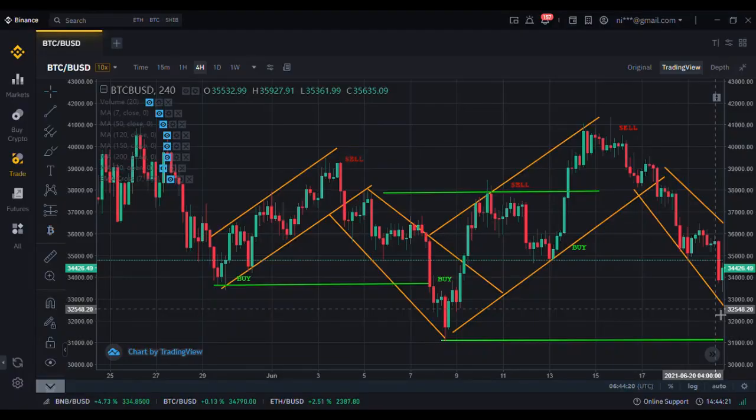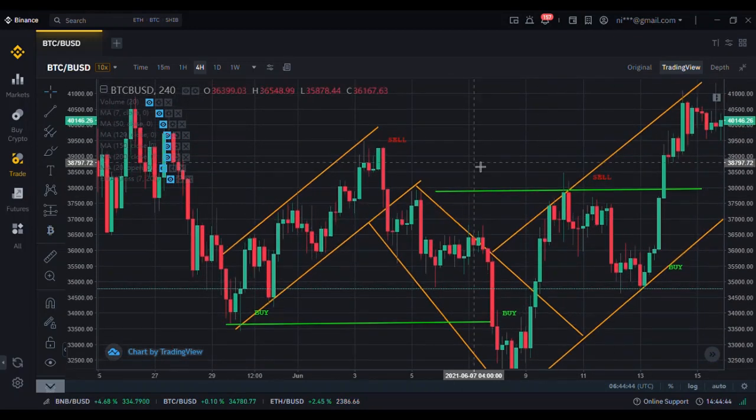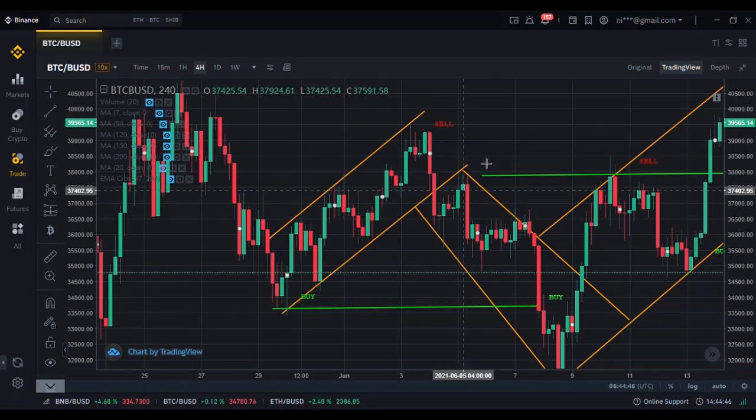Welcome to CryptoPeer. Today, I will be talking about rising wedge and falling wedge pattern. So, rising wedge and falling wedge are basically your guide to a better trade, to systematic trade, actually. So, let's start with the rising wedge. This one is a rising wedge, as you can see here.